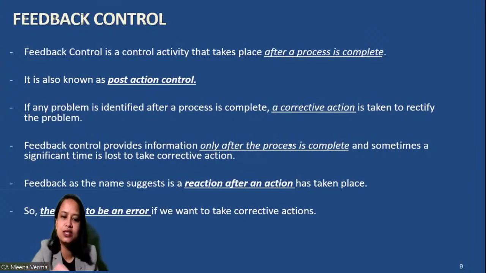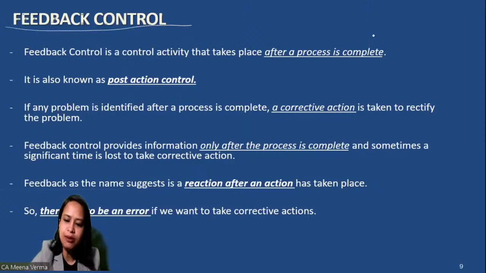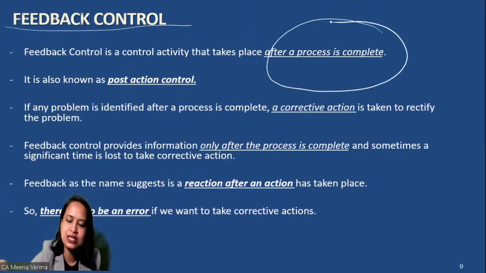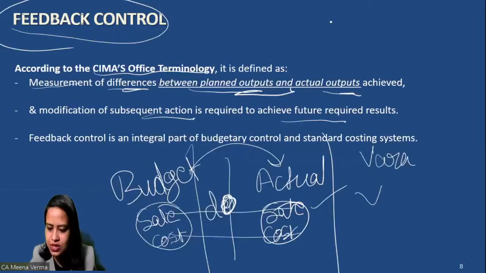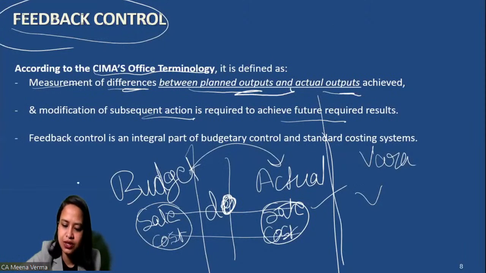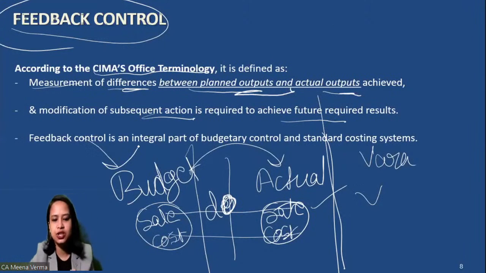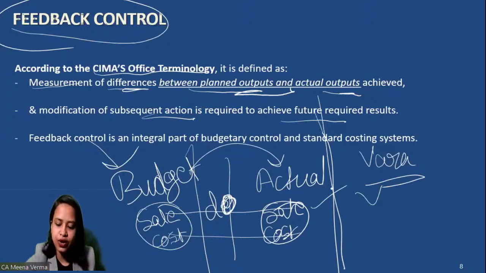So I hope you understand feedback control. We implement this after a process is complete. When the entire process is complete, you can implement feedback control. You can see here, when the process is complete, you have created the budget, then you perform all the actual activity of your business organization. After performing the activity, actual sale will arise, actual cost will arise, then you try to find out the variance.